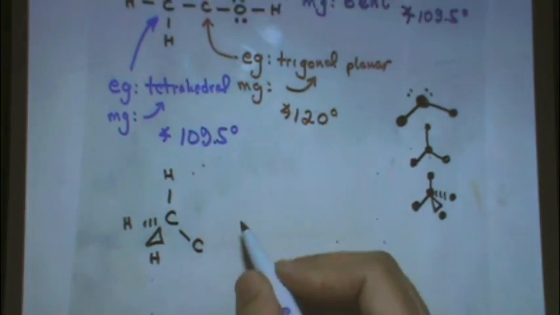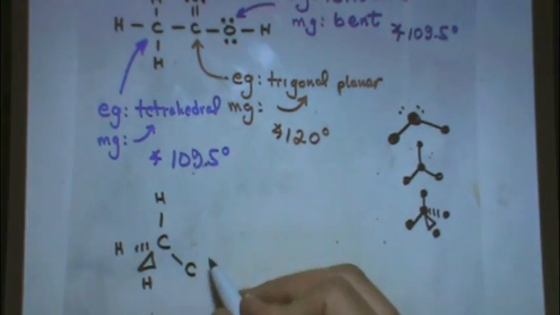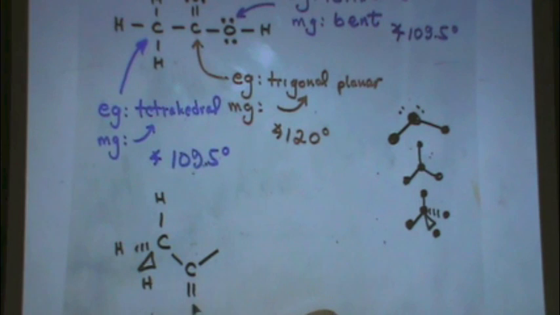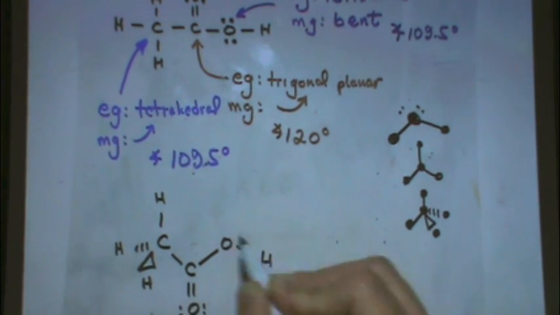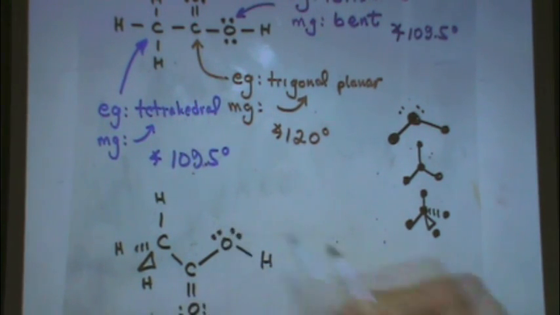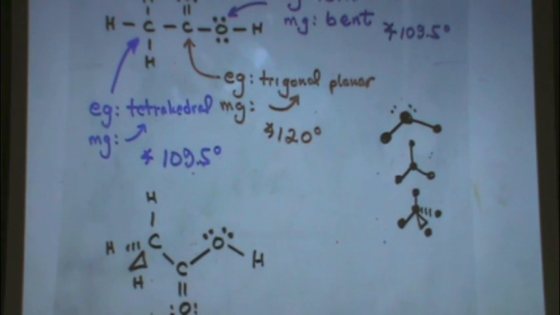And then the next one is trigonal planar. Doesn't matter that the oxygen's pointing down. And then the next one is bent. There's the molecule. There's acetic acid with the correct shapes. Any questions on how I did that? Okay, make sure you can do that before we get to the final.